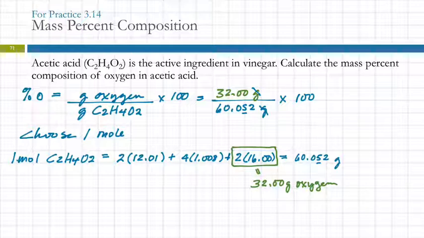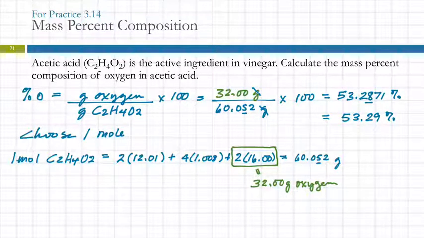So I've got 32 divided by 60.052 times 100. And I get a whole mess of numbers here. So I should have 4 sig figs because of how I rounded. So 53.28. I'm going to write down the next 2 digits, and then I'll go back and round this. 53.29% oxygen. Any questions?